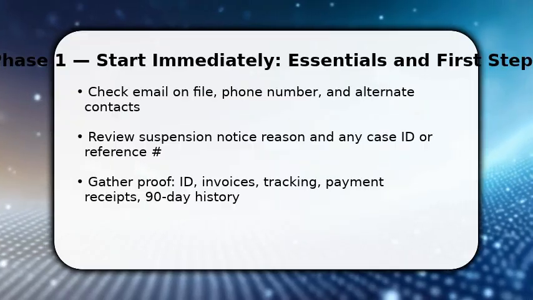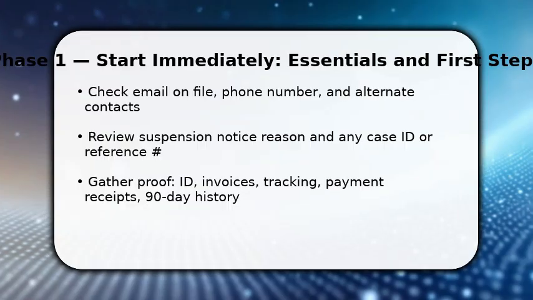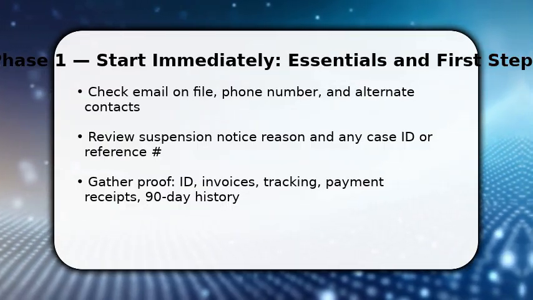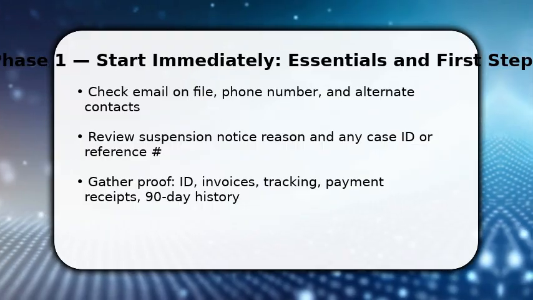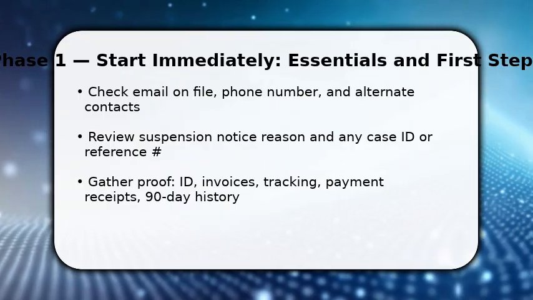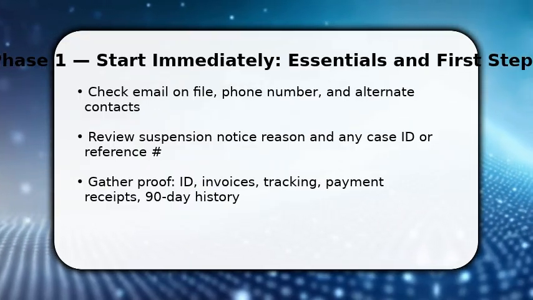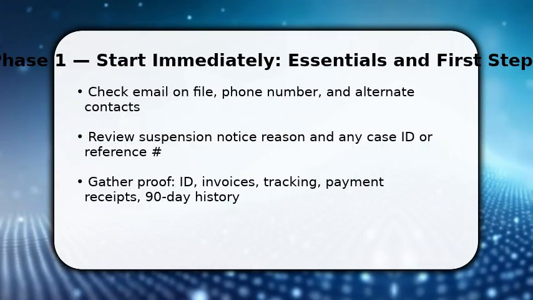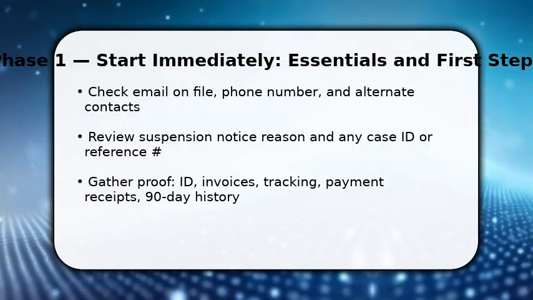You begin by verifying the basics quickly. Confirm the exact email and phone tied to your eBay account and open the suspension notice. Note the case ID. Once done, gather supporting documents: photo ID, order invoices, tracking numbers, payment receipts, and any 90-day sales history that proves compliance. Make sure to save PDFs and screenshots.